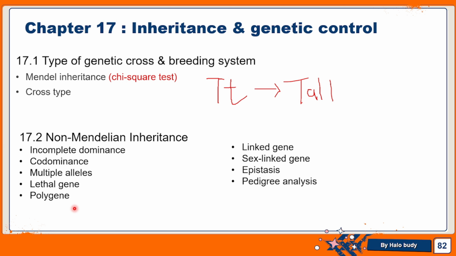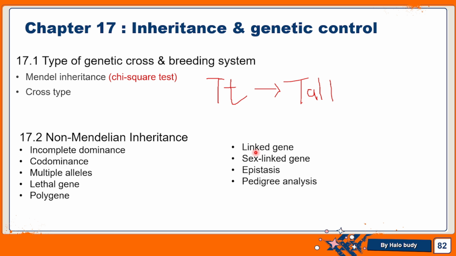And polygene is where the characteristic of the organism is controlled by many genes. In Mendelian, they say that only one gene controls one characteristic. But with polygene, no. Many genes control one characteristic. Like in humans, the tallness of a human is actually controlled by 4 to 5 genes, not like only being controlled by 1 gene.